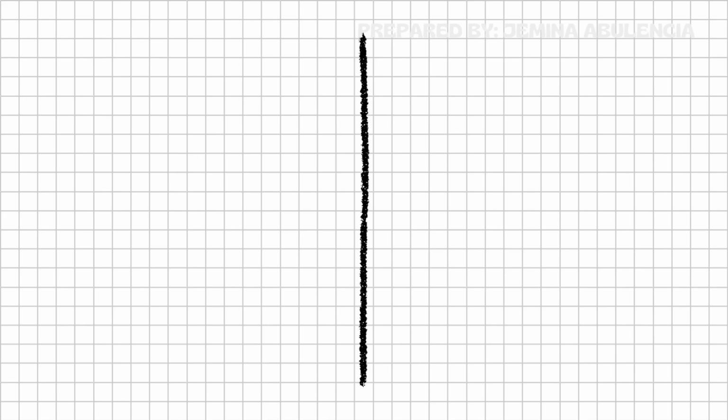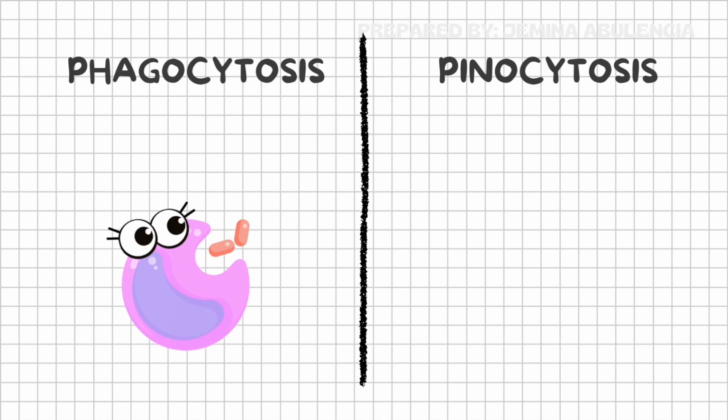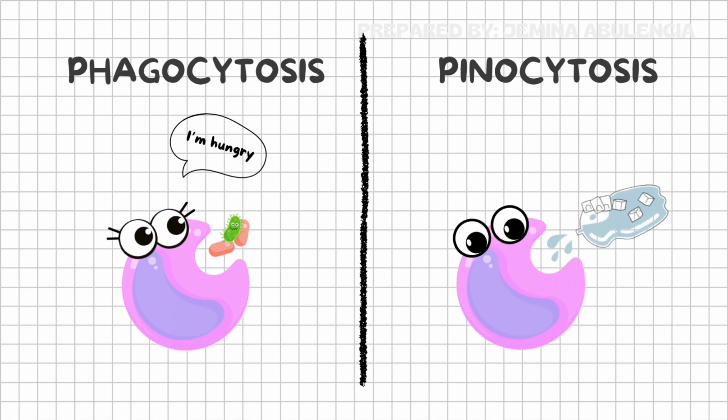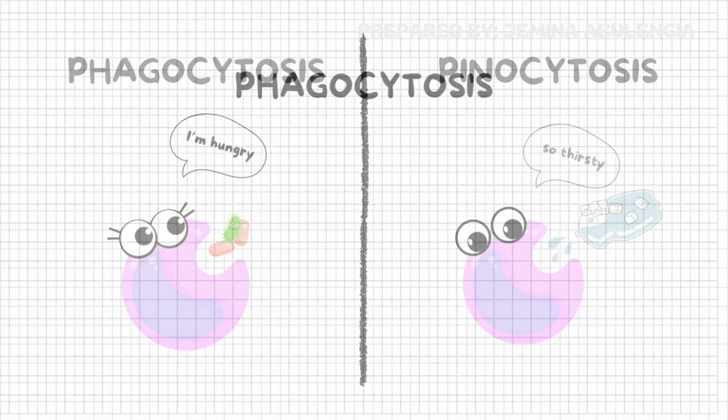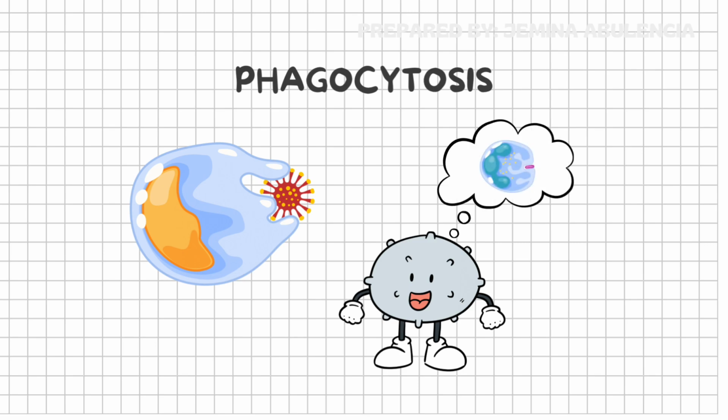There are two types of endocytosis. They are both nonspecific, but in phagocytosis or cell eating, cells take in solid material, including bacteria and debris. In pinocytosis or cell drinking, the cell takes in extracellular fluid with solutes. Phagocytosis is utilized by immune cells like white blood cells and macrophages.